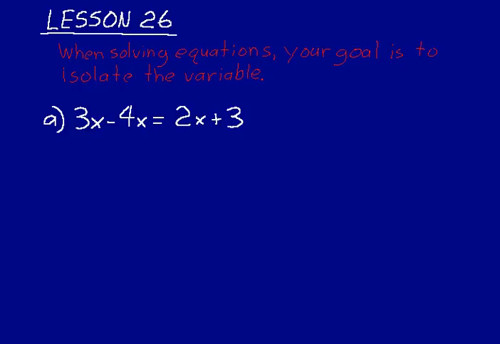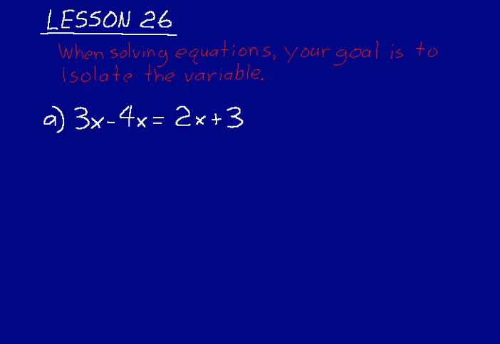Let's go ahead and do some practice problems. Look at practice problem A. 3x minus 4x equals 2x plus 3. So I want you to solve that for x. So how are you going to do that? Well, there's a new first step that you're going to do besides just doing the addition rule or the multiplication rule. On a problem like this, the first step would be to add like terms together.